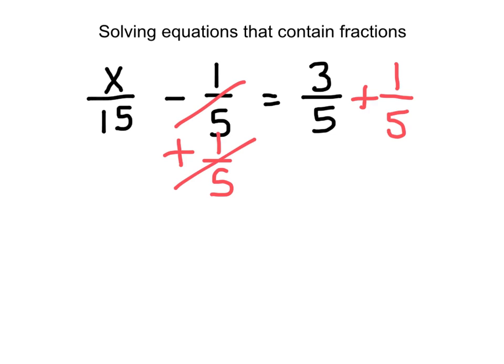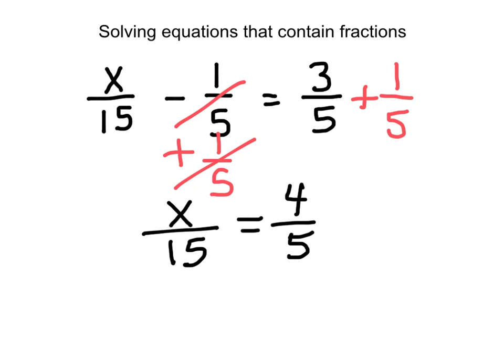When we do that, the 1/5s cancel. We get x over 15, that remains on the left side of the equal sign. 3/5 plus 1/5 equals 4/5. All right, now we're going to undo dividing by 15 by multiplying both sides by 15.